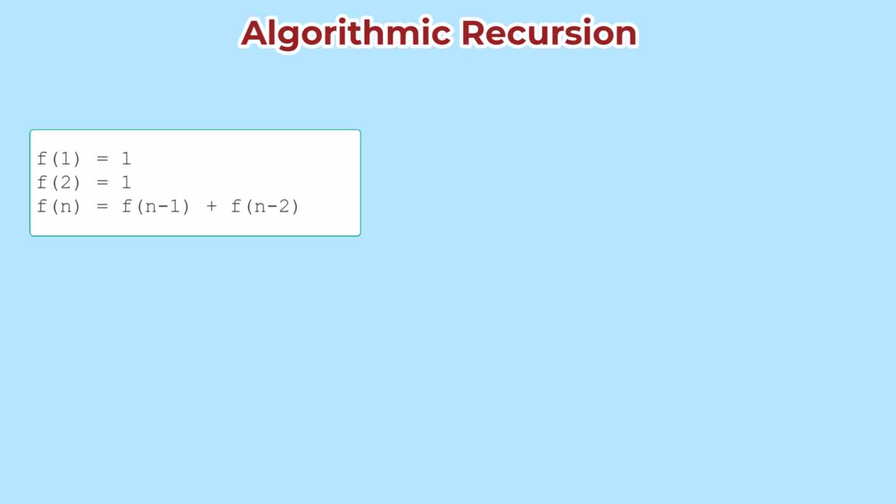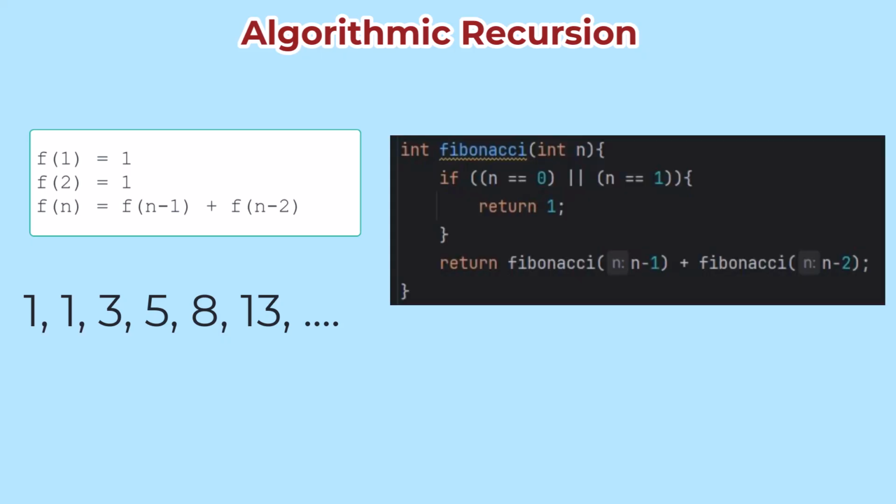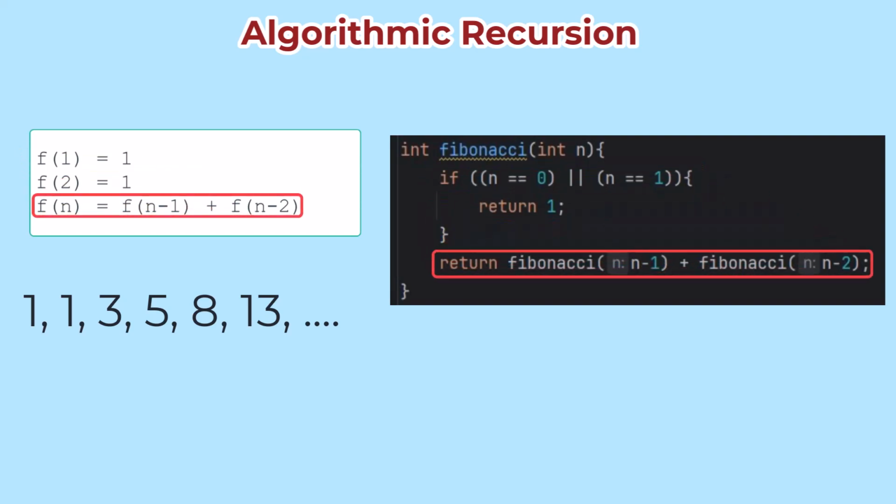Sometimes the recursive case requires more than one recursive call. For example, here's the mathematical recursive definition of the Fibonacci sequence, which generates this sequence of numbers. Here's the code for finding the nth number in that sequence. Again, you can spot the base cases here and the recursive case here.